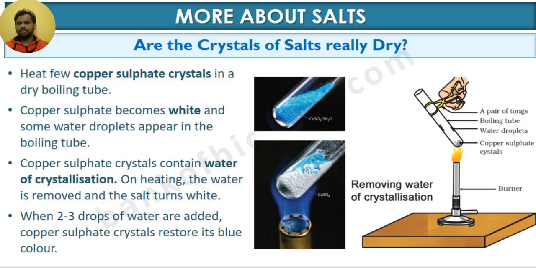Let's move ahead. Are the crystals of salt really dry? Heat a few copper sulfate crystals in a dry boiling tube. The copper sulfate becomes white and some water droplets appear in the boiling tube. Copper sulfate crystals contain water of crystallization, 5H2O. On heating, the water is removed and the salt turns white. CuSO4 has water of crystallization, hence it appears blue. When we heat it, it loses its water of crystallization and appears white. When 2-3 drops of water are added, the crystals restore their blue color as they again gain the water of crystallization.